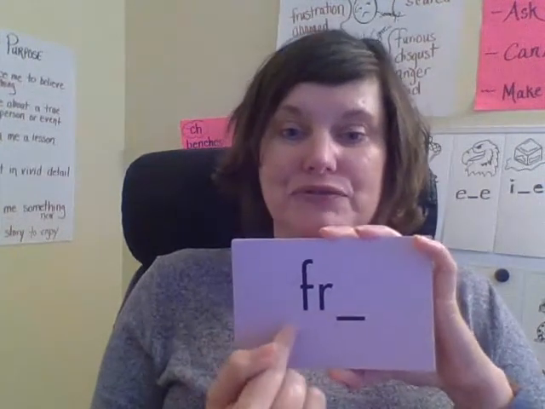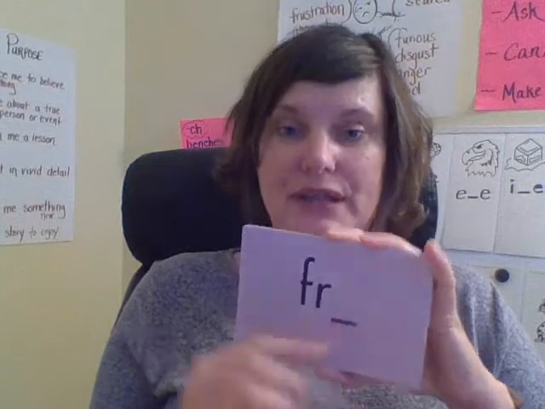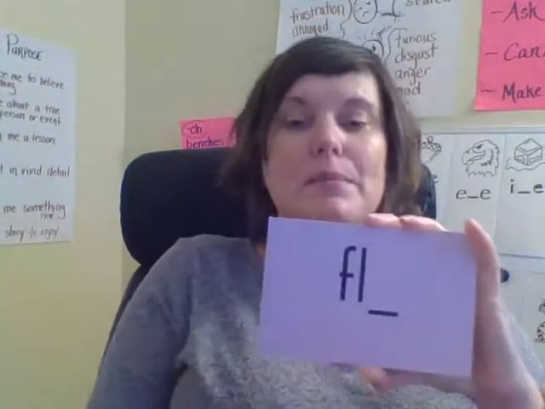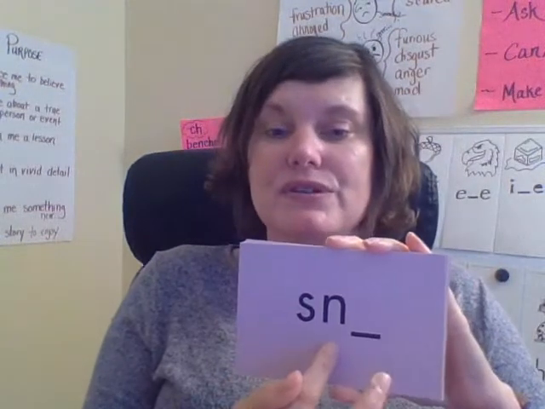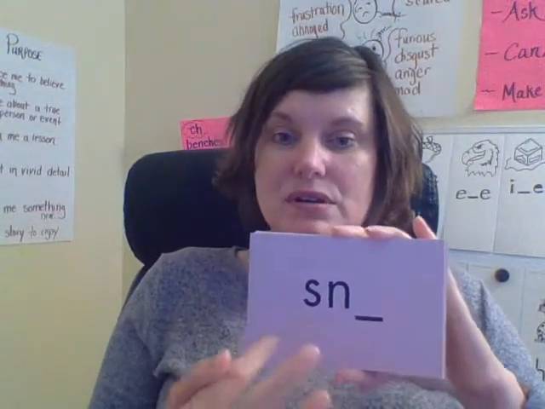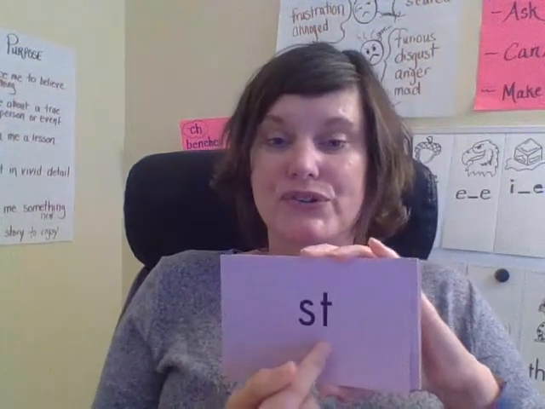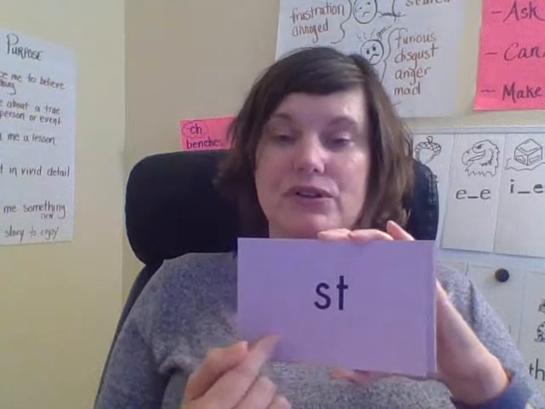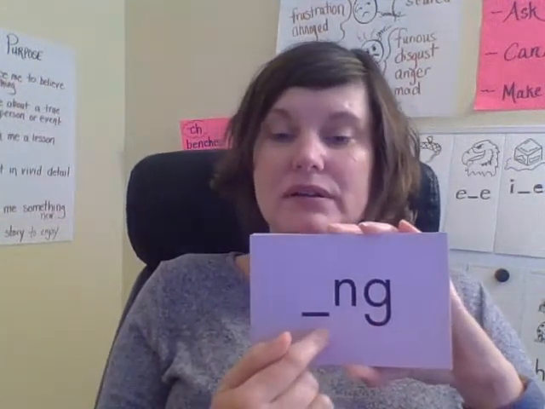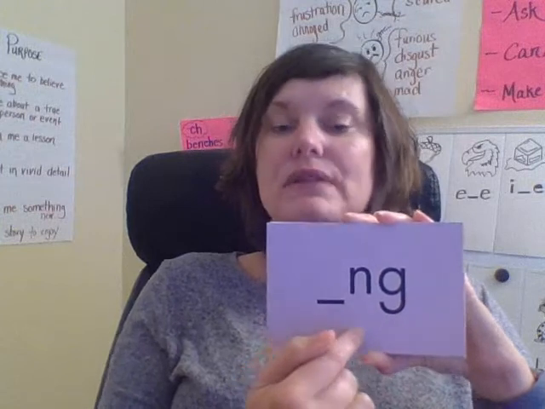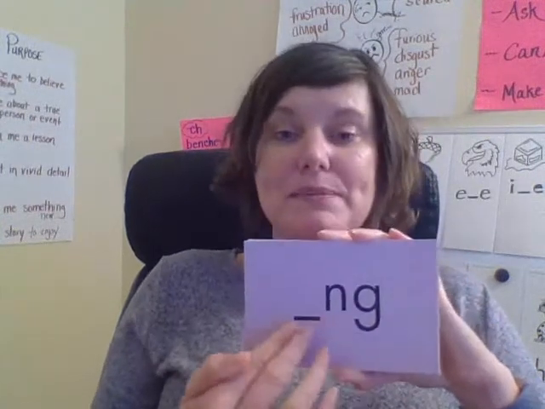My turn, fr, together, fr. Your turn, good, like frog. My turn, fl, together, fl. Your turn, good. My turn, sn, together, sn. Your turn, good. My turn, st, together, st. Your turn, good job. My turn, ng, together, ng. Your turn, good. Remember, this spelling is at the end of a word.